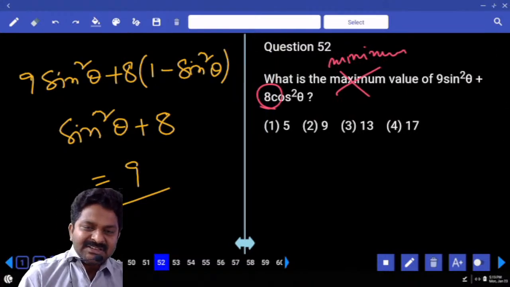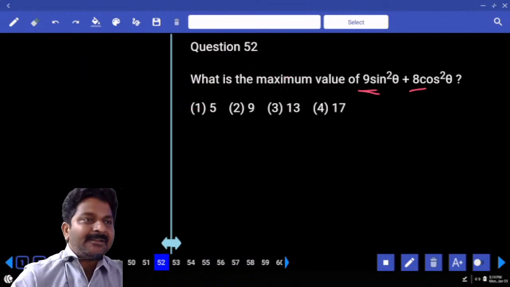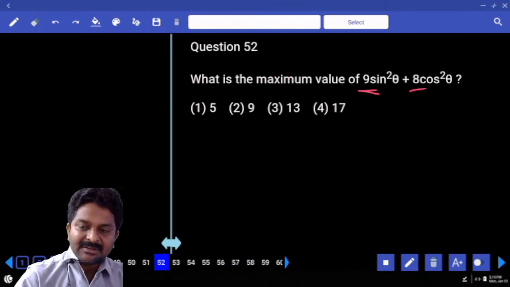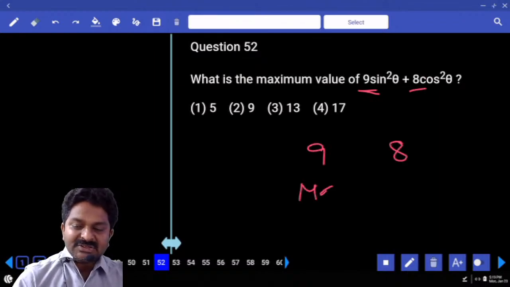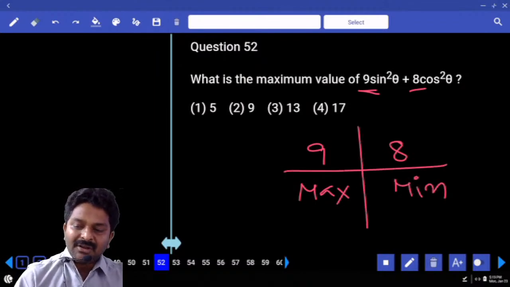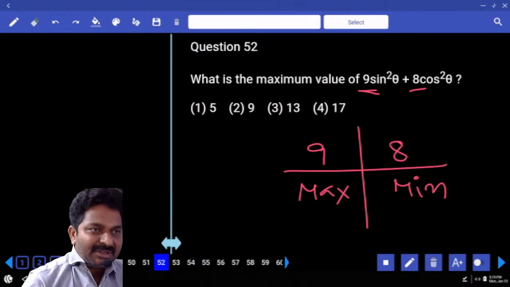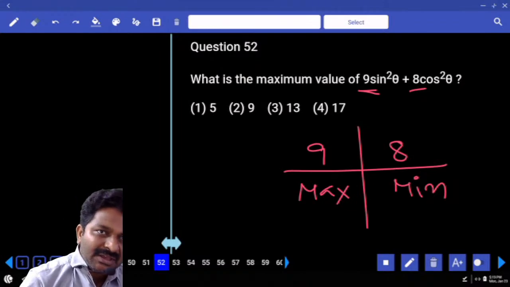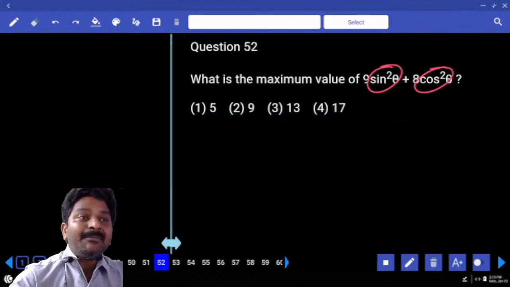It is simple logic. You can see two numbers here, correct? 9 and 8. This is going to be the maximum value and this is going to be the minimum value. Your answer is there in the question itself. Maximum is maximum, minimum is minimum. Simple as that. Okay? Especially when you have even powers.